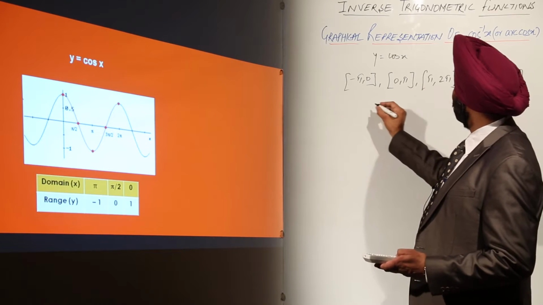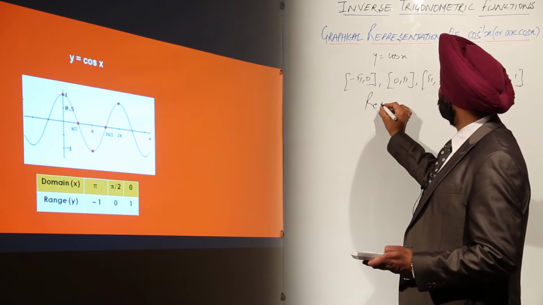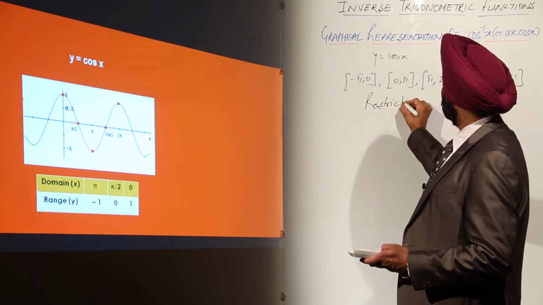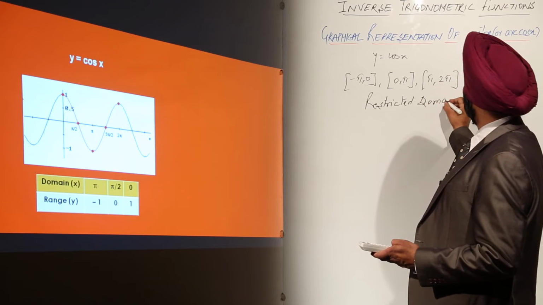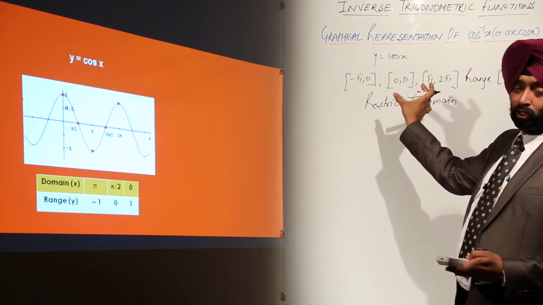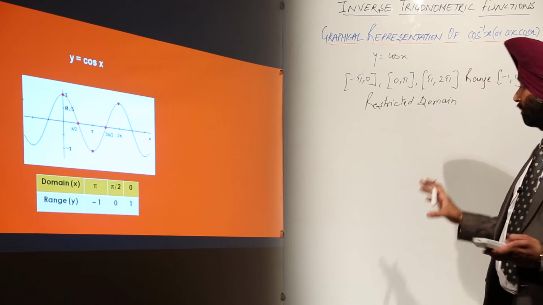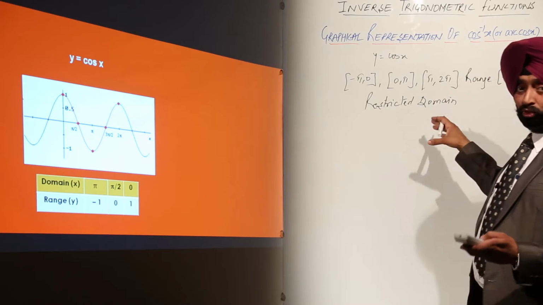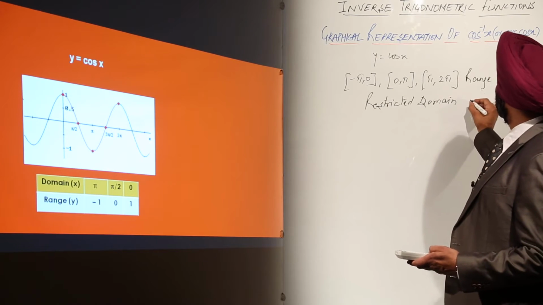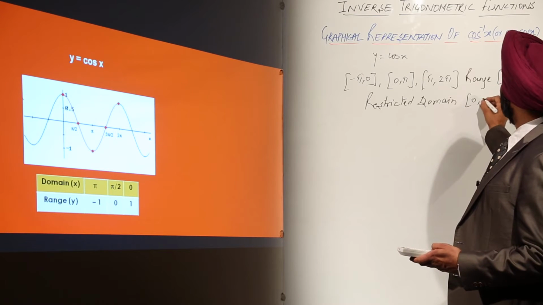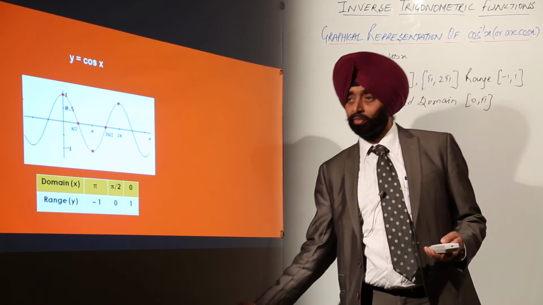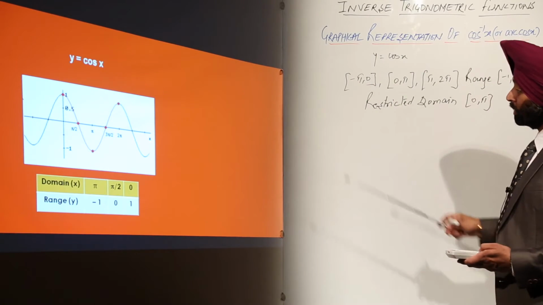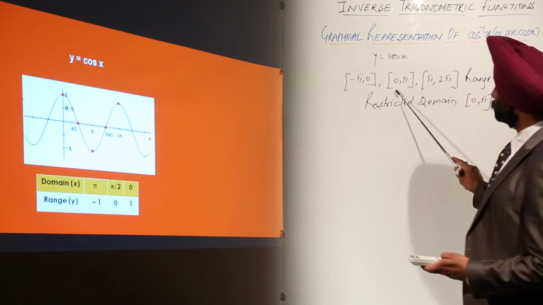So now among them we are having a restricted domain. And what is the restricted domain? Because every interval, domain of every interval, they are having same range. So restricted domain which we have taken is now 0, pi. Now why it is restricted? Because it is the smallest value. Okay. So now here we are taking 0 to pi.